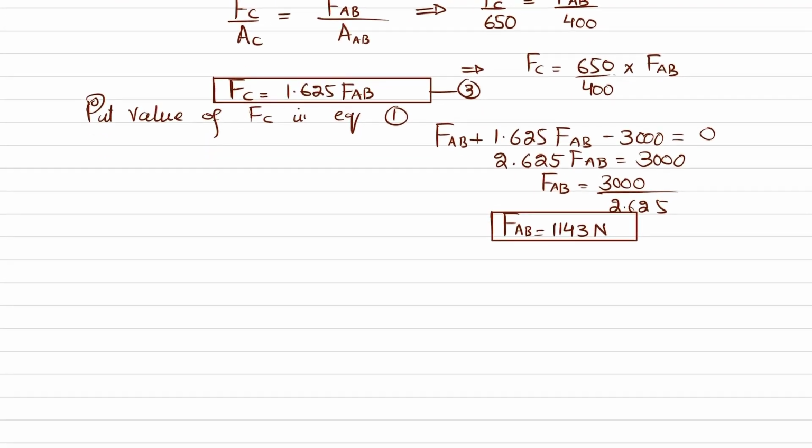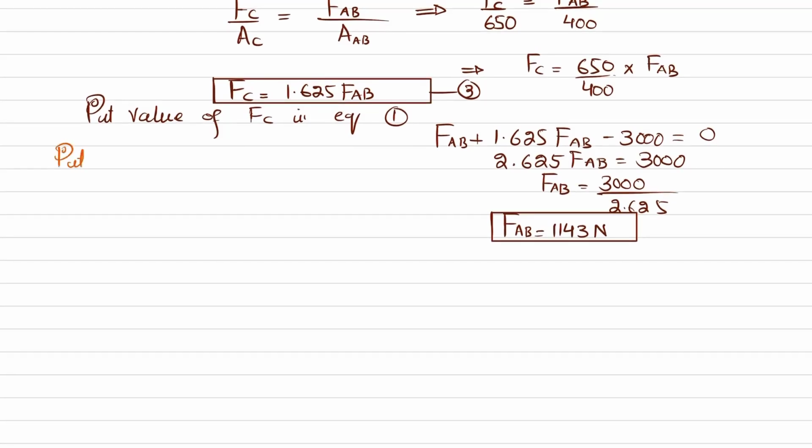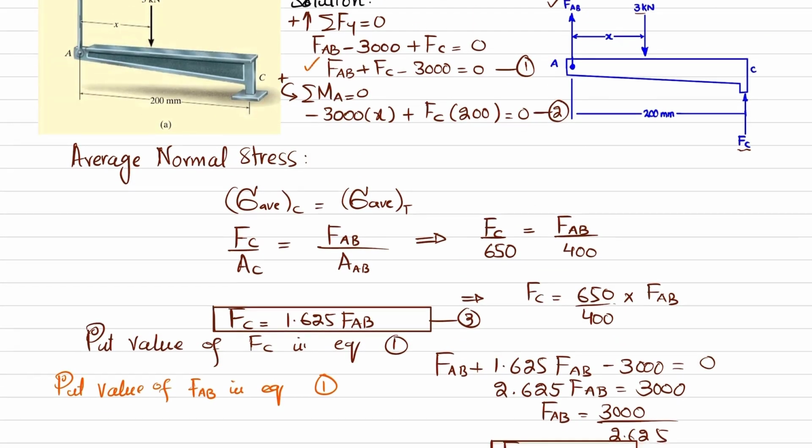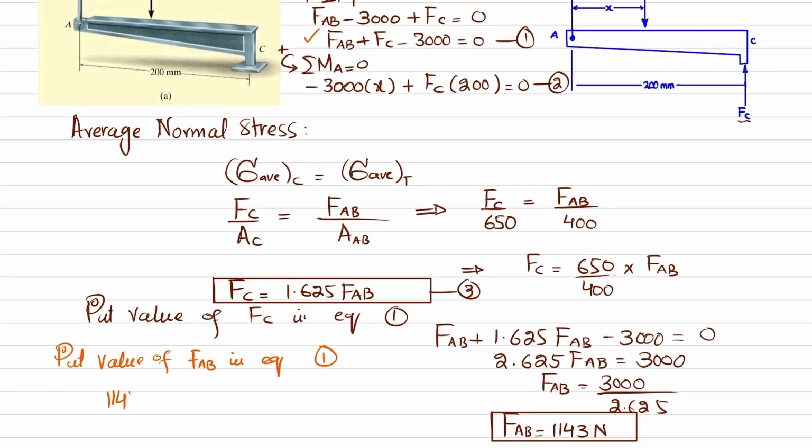Now what we will do is put the value of FAB in equation number 1. What is equation number 1? Equation number 1 is this one. So you will get 1143 plus FC minus 3000 equal to 0. From here you will get FC equal to 1857 Newton.